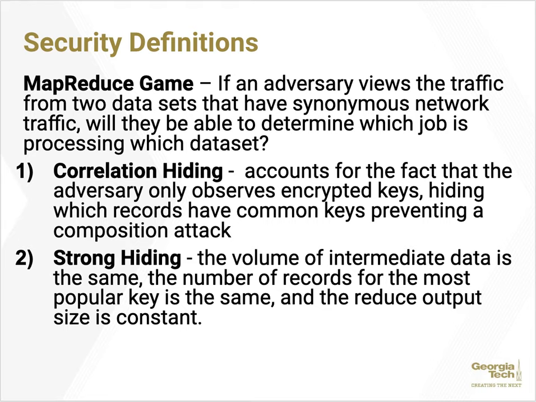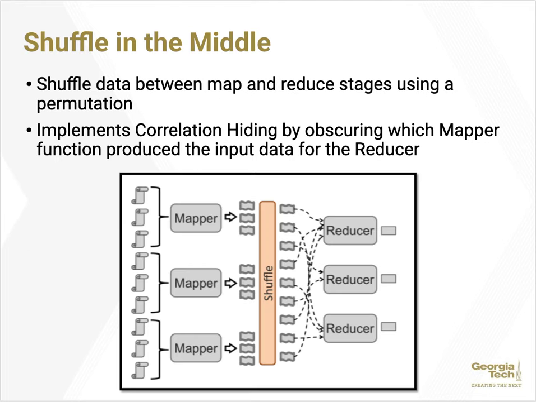So this is very important for when they're viewing that intermediate traffic, they really can't determine which key value would have more or less values. So the first implementation was called Shuffle in the Middle, and this job essentially shuffles data between the map and the reduce stages using a permutation.